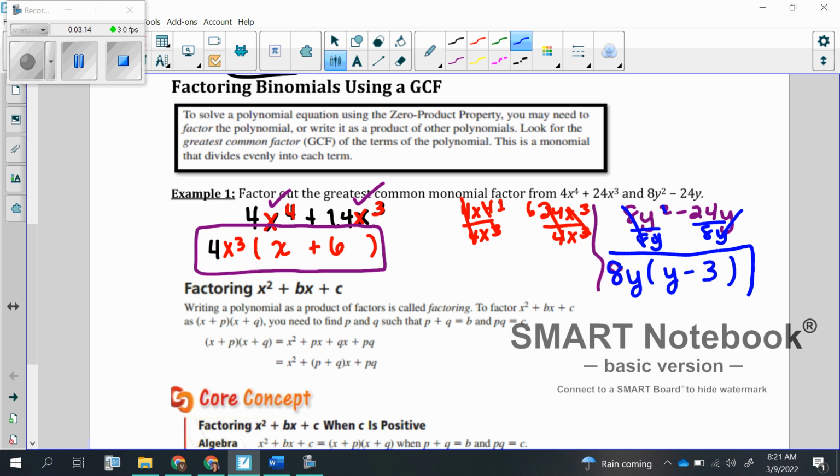Again, you can distribute this back in. So you want to ask yourself, what's the largest number and largest variable that goes into both of these? Okay, let's go down a little bit.